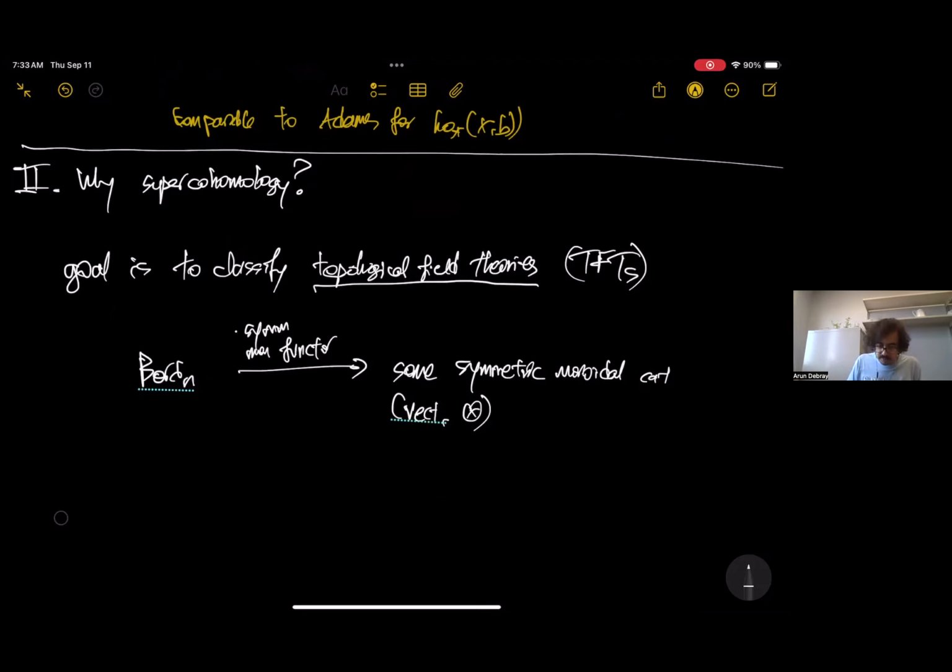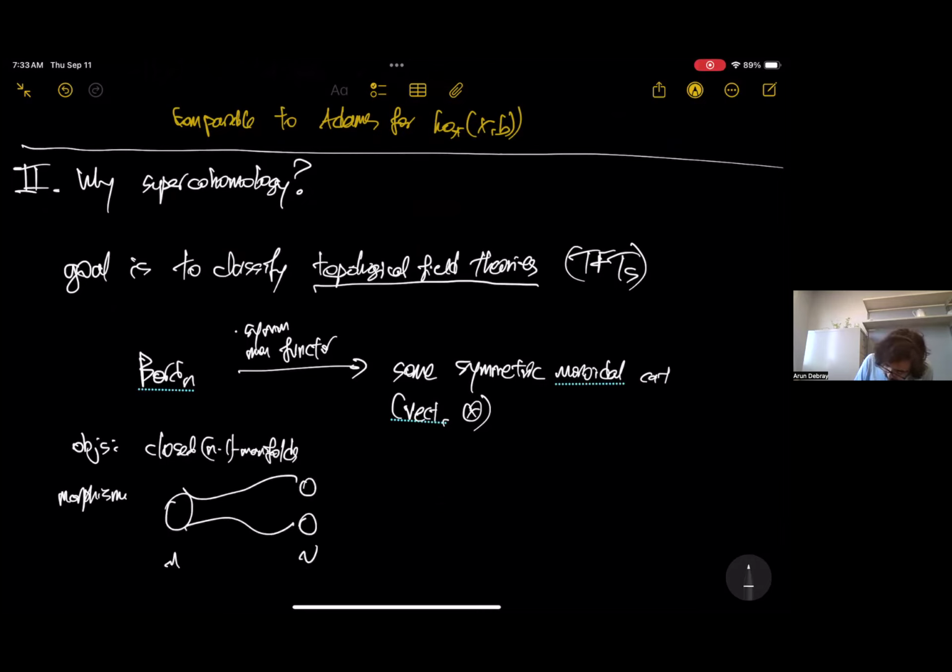So what is the Bordism category? Closed n-1 manifolds are the objects, and then the morphisms, here's M, here's N, are Bordisms from M to N. Really they're diffeomorphism equivalence classes of Bordisms. And there's a lot of variants of this definition, for example, adding higher category theory, putting extra structure on the Bordisms, varying the codomain from vector spaces. And I'm not going to get into that. But I want to point out that if you want to classify, you have to specify all that data.